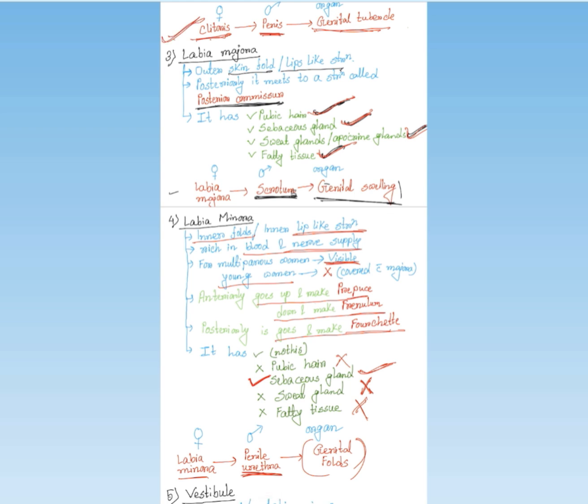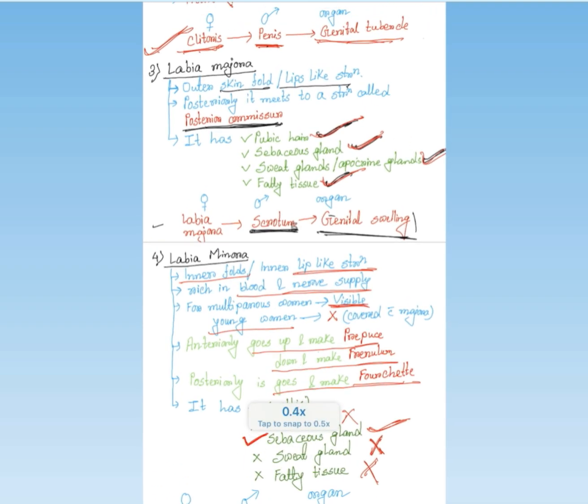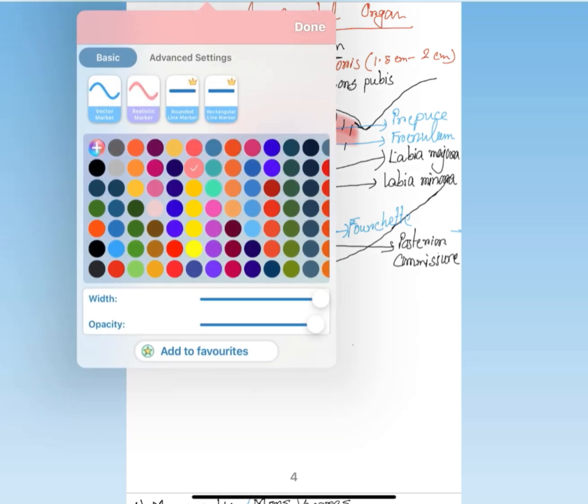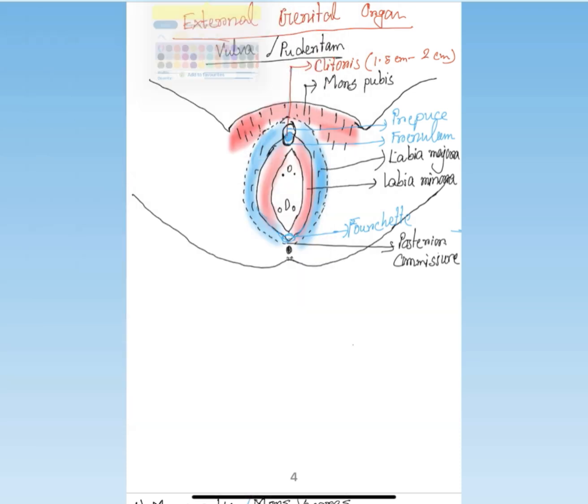So the next thing you need to remember is the vestibule. Where is the vestibule situated? The vestibule is this portion. I'll make it in yellow color. This whole inner triangular-shaped region is called the vestibule. It is the space between your labia minora. You see the labia minora on these two sides, and inside them the vestibule is present.